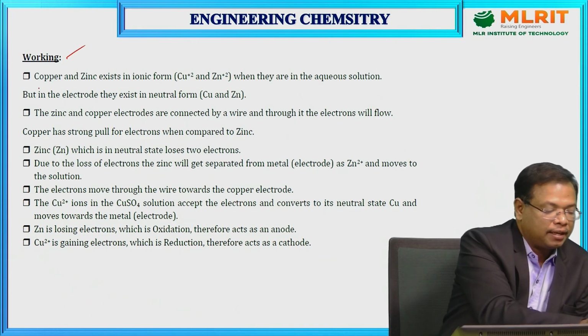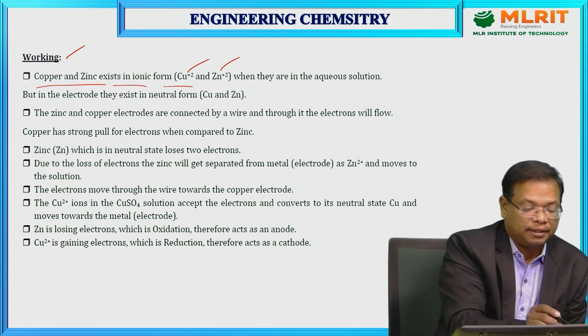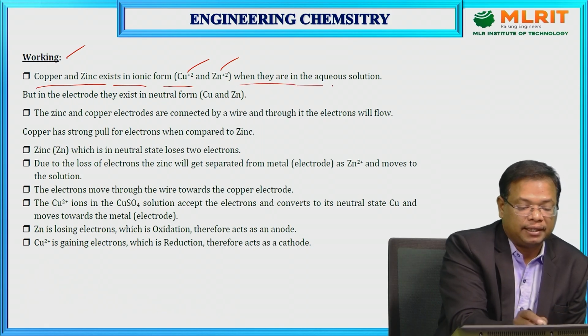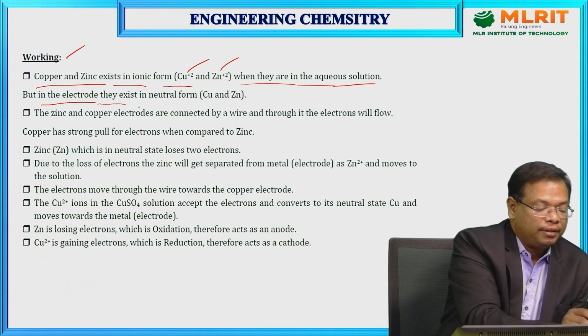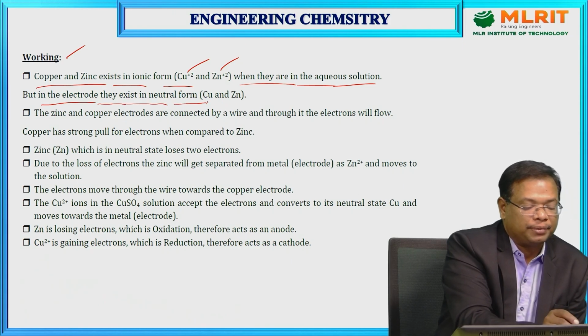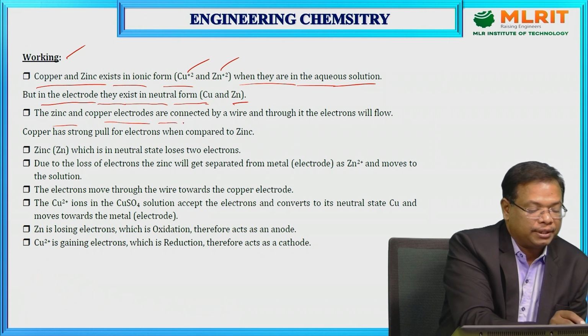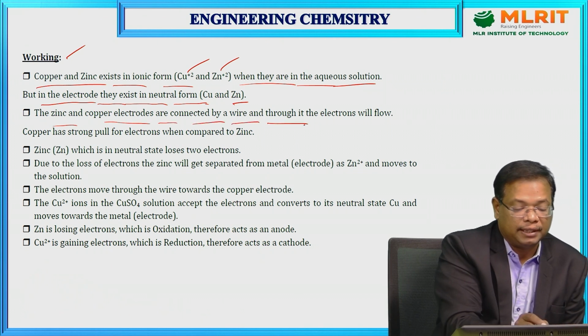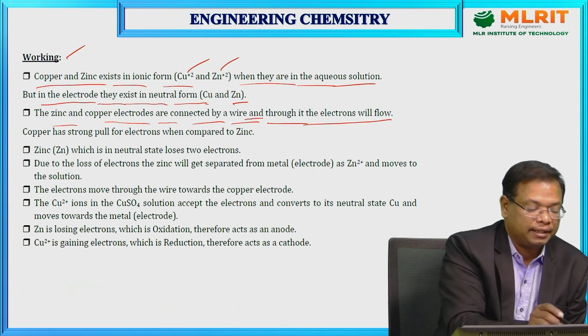So the working is: copper and zinc exist in ionic form, Cu2+ and Zn2+, as we discussed, and they are in the aqueous solution. But in the electrode, they exist in the neutral form, copper and zinc. The zinc and copper electrodes are connected by wire and through it the electrons will flow.